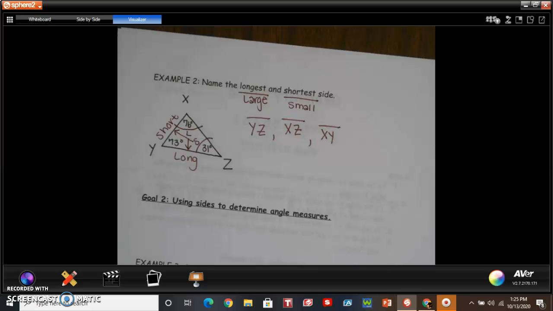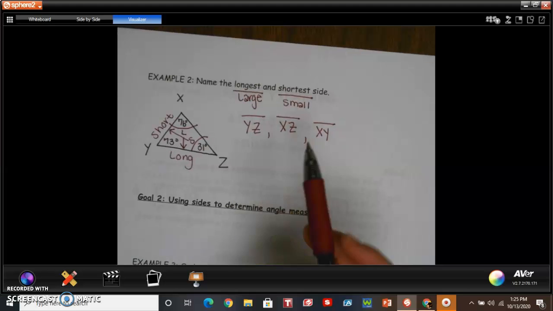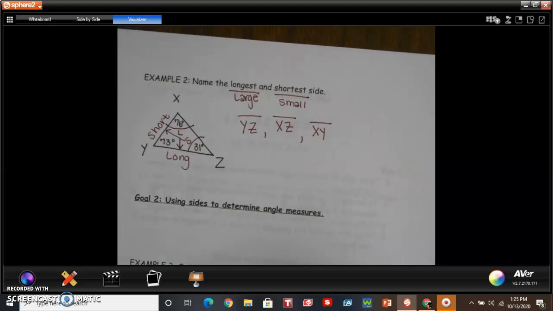Ta-da! And remember, order doesn't matter on these names. So you could call this ZY as well, or this ZX, or this YX, okay? So these are going to be multiple choice, so remember that the names can be interchangeable.